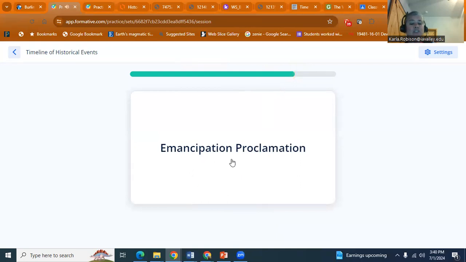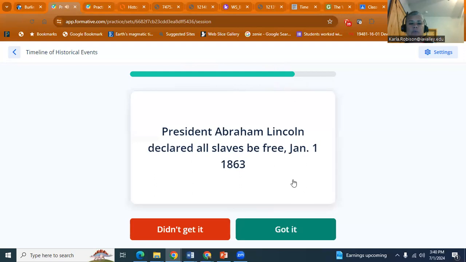The Emancipation Proclamation. So Abraham Lincoln was our 16th president, and in the Emancipation Proclamation, he declared all slaves to be free. This was in the middle of the Civil War, so the war was still going on, but he wrote the Emancipation Proclamation on January 1st in 1863.